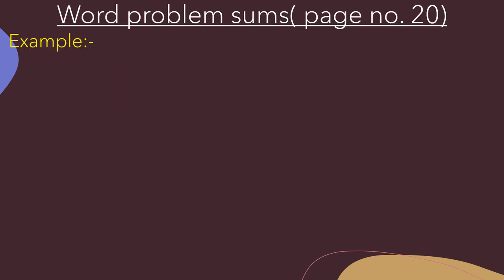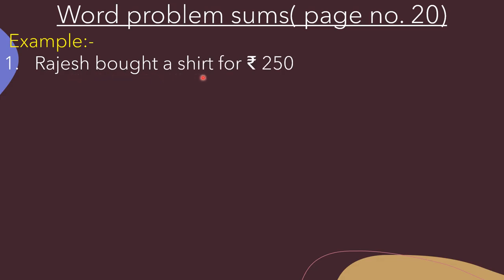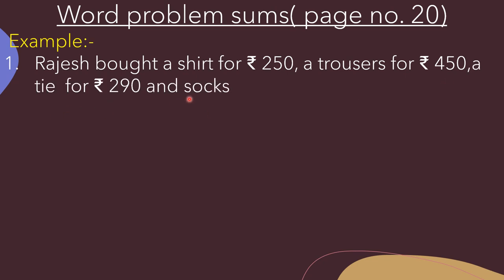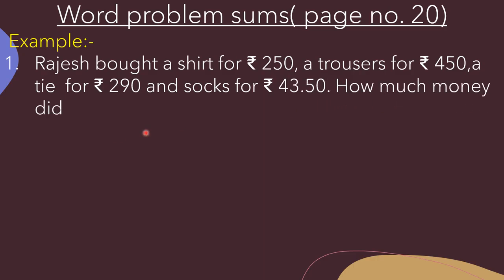Okay. Now, beta, we will do word problem sums given on page number 20. First of all, we will do two examples of it. In example number 1, it is given: Rajesh bought a shirt for rupees 250, trousers for rupees 450, a tie for rupees 290 and socks for rupees 43.50. How much money did he spend in all? To find the total money he spent, we need to add the amounts.